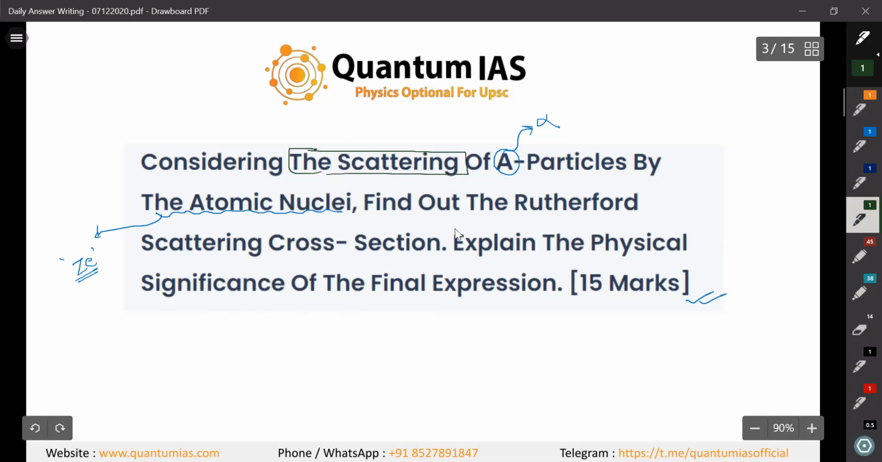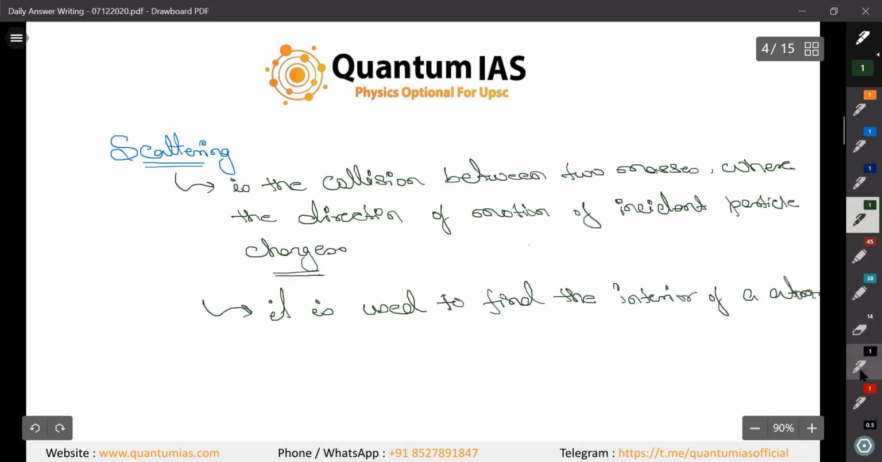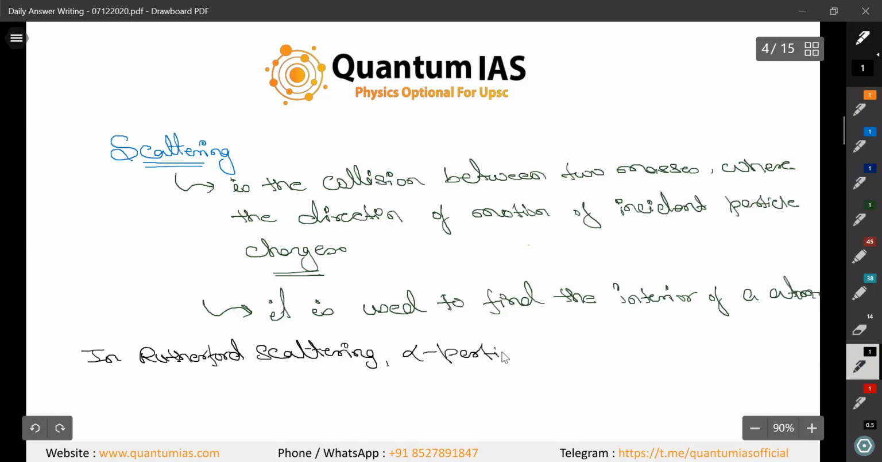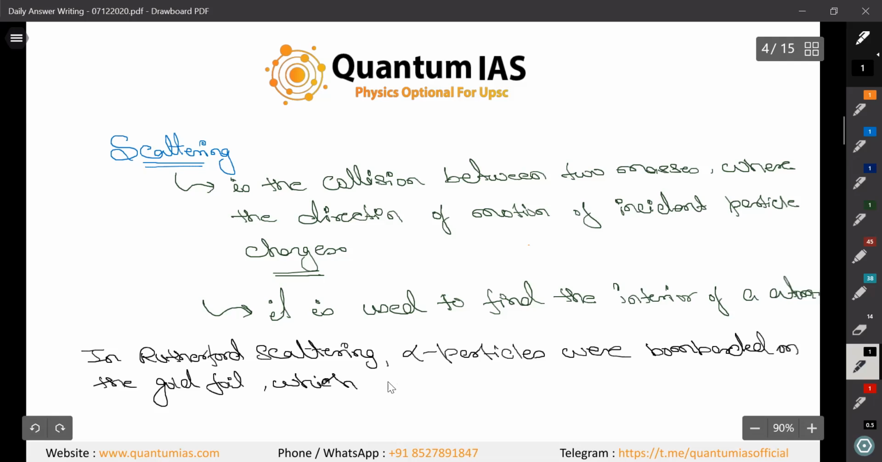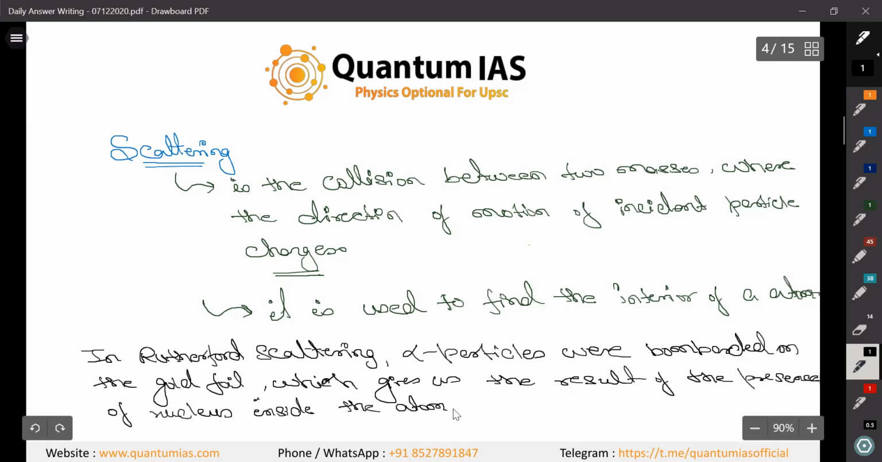Okay, now what happened in Rutherford scattering, you can write that in Rutherford scattering, alpha particles were bombarded on the gold foil, which gives us the result of the presence of nucleus inside the atom. Right. So anything, a small one or two liner about the Rutherford experiment you can write, and one or two lines about the scattering section you can write in the introduction part.